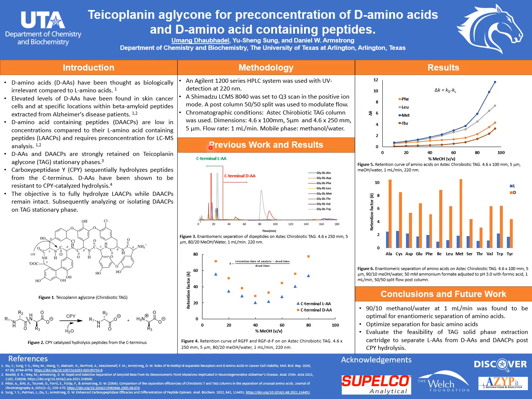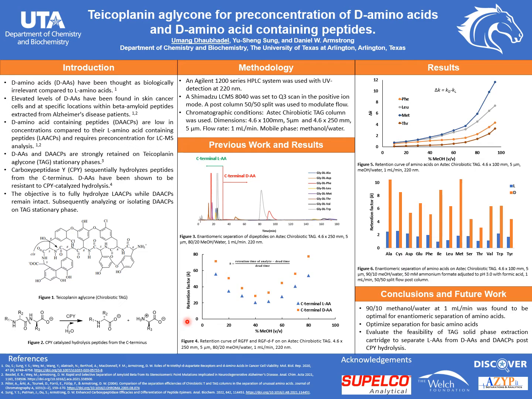I'm going to talk a little bit about some previous work done on this project. In figure 3, we can see the separation of dipeptides. In the figure, the absorbance is plotted on the y-axis and time is plotted on the x-axis in minutes. In all the dipeptides listed here, glycine is the first amino acid and the second amino acids are listed here. Only the second amino acid has either a D or an L configuration. As seen in this figure, peptides with an L amino acid at the C-terminus elute faster than the ones with the D amino acid at the C-terminus, and all the ones with D amino acid at the C-terminus elute sometime after 40 minutes in this case.